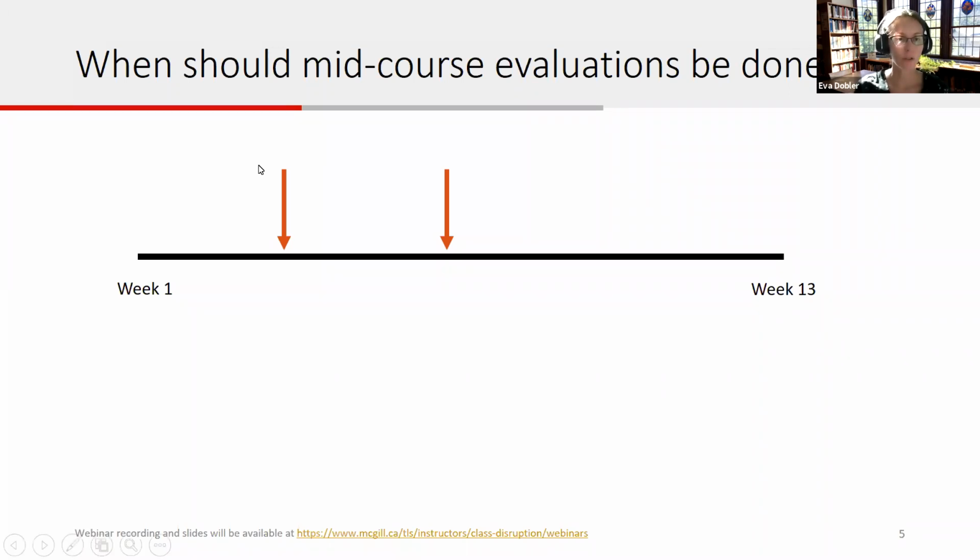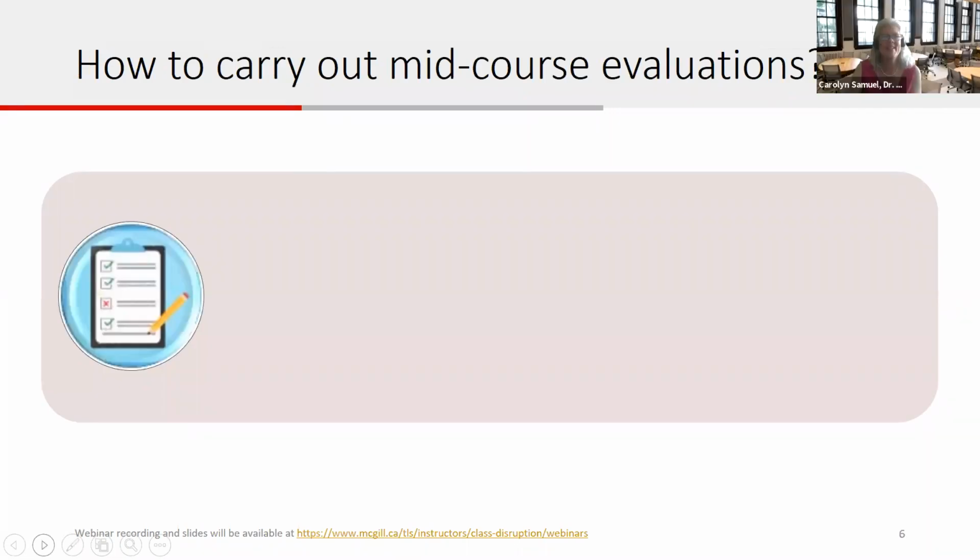And now I'm handing it over to Carolyn, who will talk with you about the second outcome of today, namely the different methods of doing course evaluations. Thank you, Eva. So indeed, we are going to look at different strategies for carrying out mid-course evaluations. So I'm going to talk about 5 different strategies.